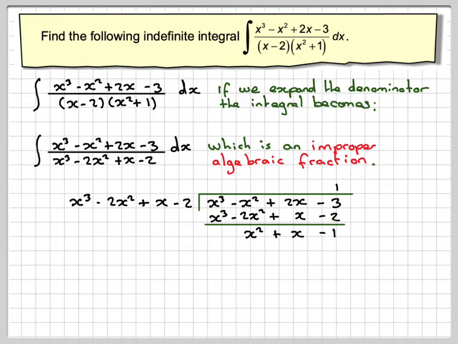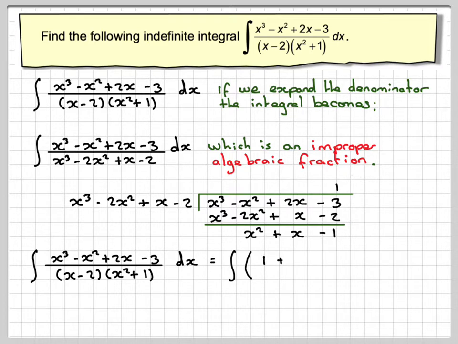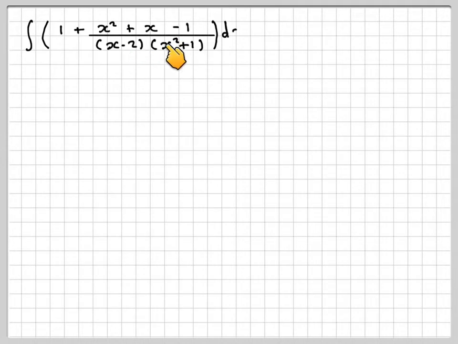This is the remainder. So the integral can be rewritten as the integral of 1 plus the remainder over the denominator, but I'm going to put the denominator back in its factorised form, which is (x minus 2)(x squared plus 1) dx. Okay, so now if we're going to integrate this, we need to put this into partial fractions. So writing that bit out.